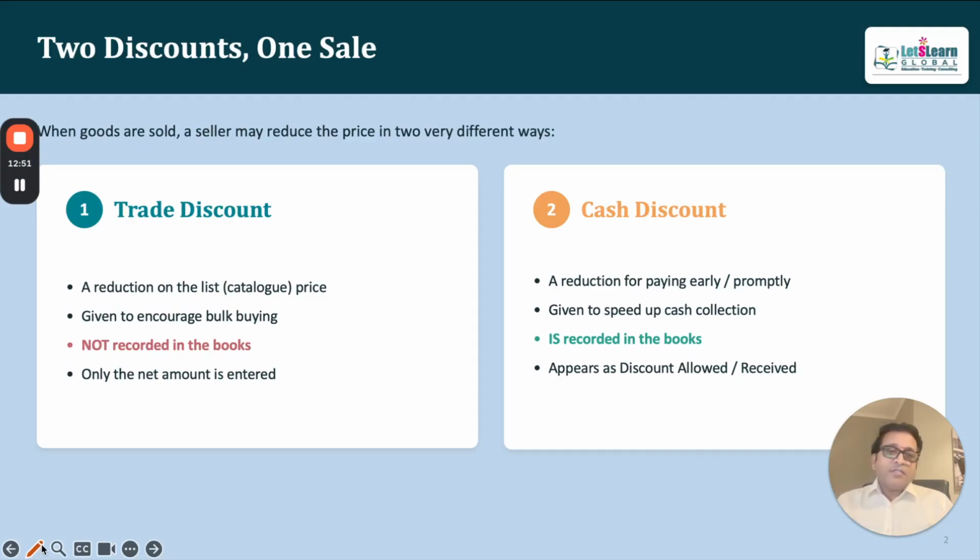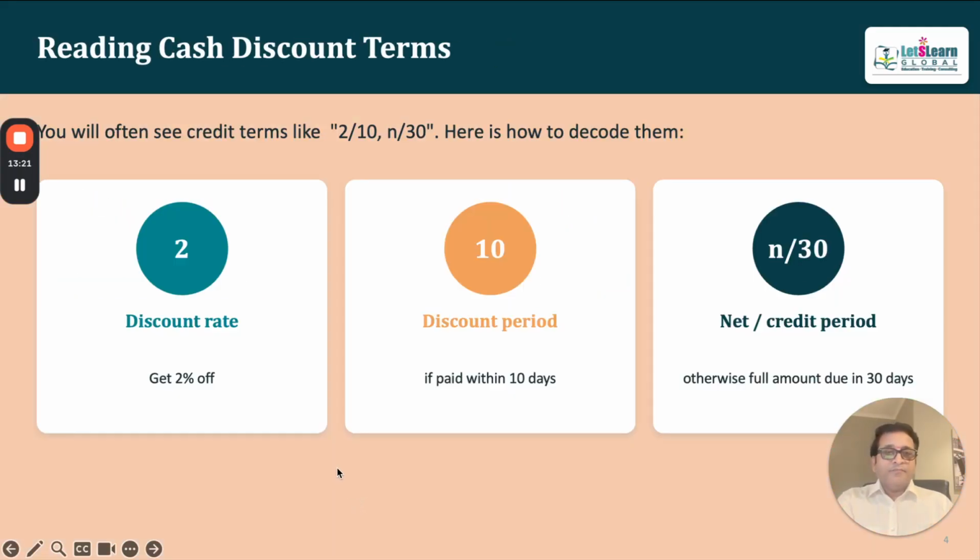Cash discount is a discount which is offered to the customer, inducing them to pay early or promptly. Cash discount is to be recorded in the books as discount allowed. This goes to the profit and loss account, the income statement. It's an expense. So trade discount we never record in books. It is adjusted in the invoice. And cash discount is adjusted in the books of accounts.